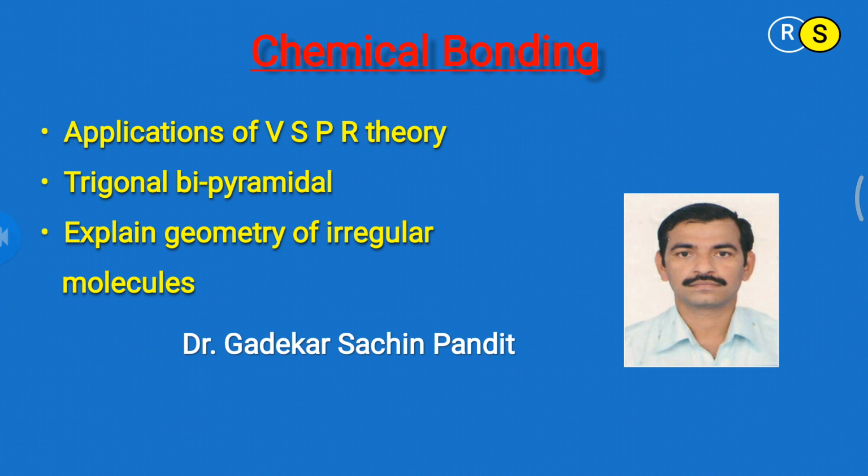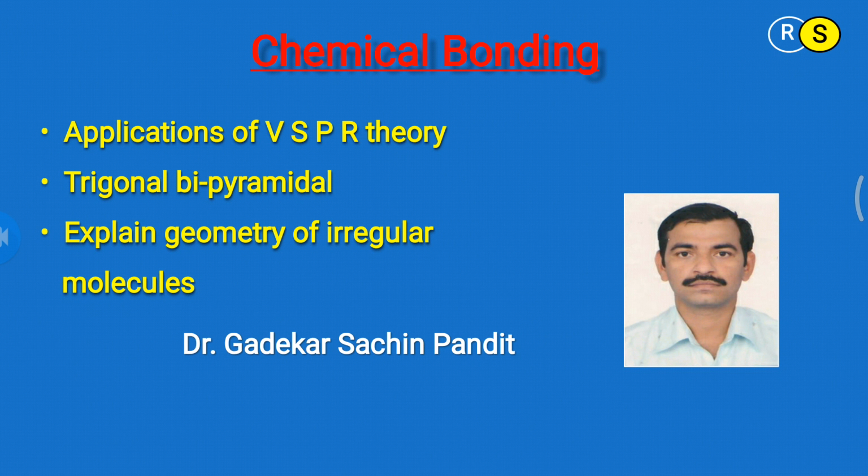Today we discuss VSEPR theory, valence shell electron pair repulsion theory. We discuss the application of valence shell electron pair repulsion theory, then we discuss trigonal bipyramidal type of molecules in VSEPR theory. Explain the geometry of TBP molecules.